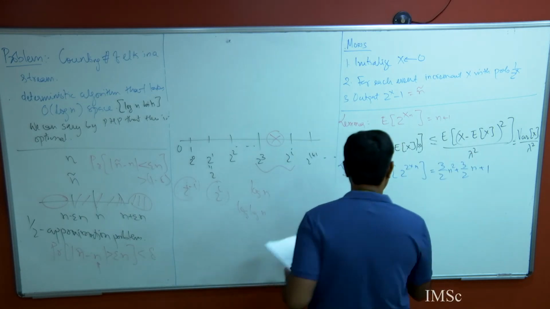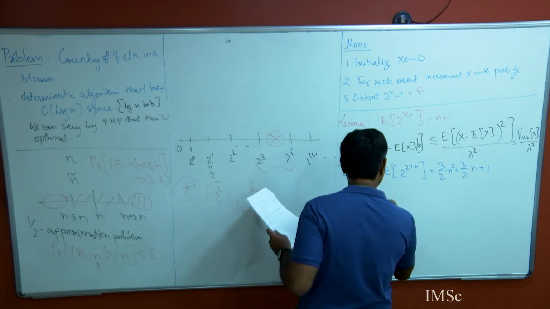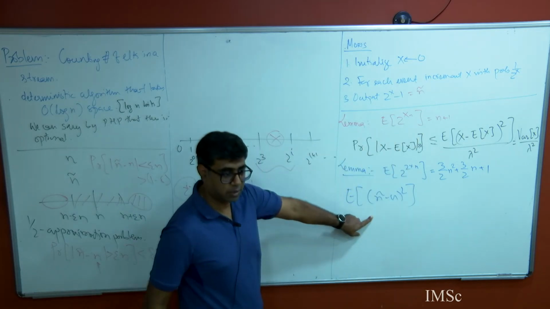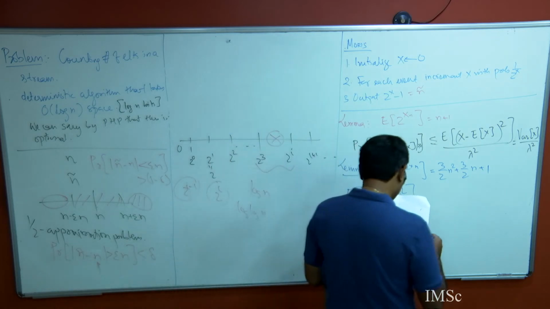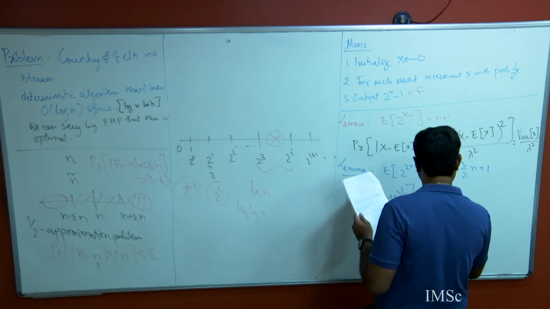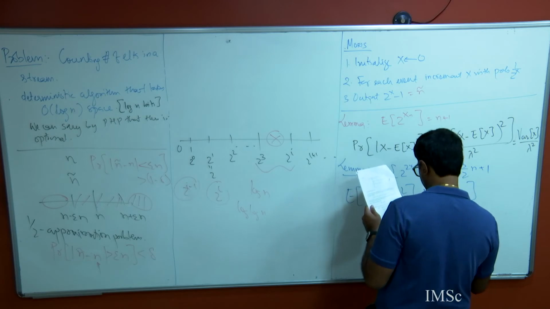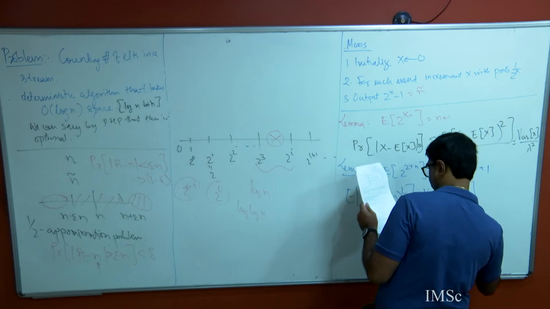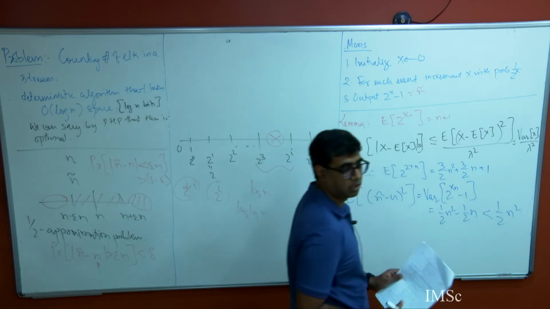What is the expectation of n tilde minus n whole square? Because this is what our random variable is, this is what we are supposed to compute, X minus the expectation of X, and we did this computation. If you recall correctly, this was the variance of 2 power Xn minus 1, which was equal to half n square minus half n, which is less than or equal to half n square. This is what we got last time.